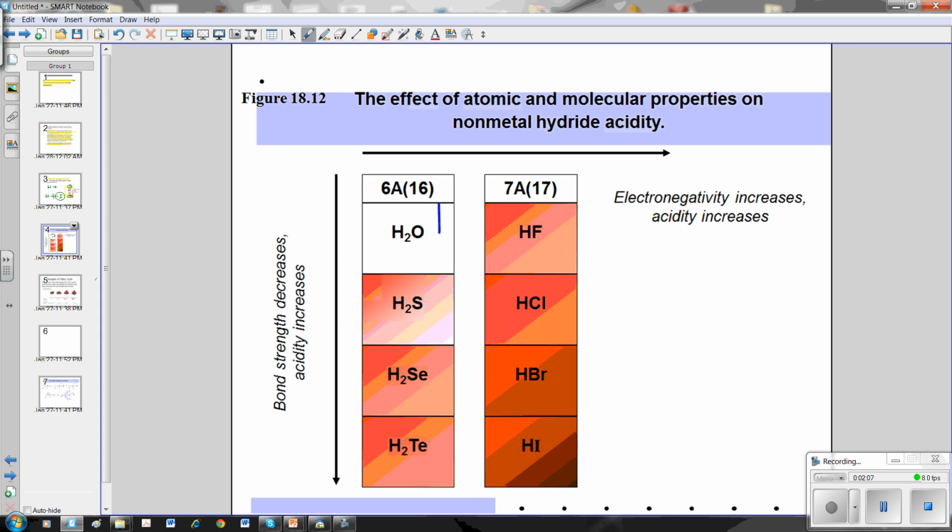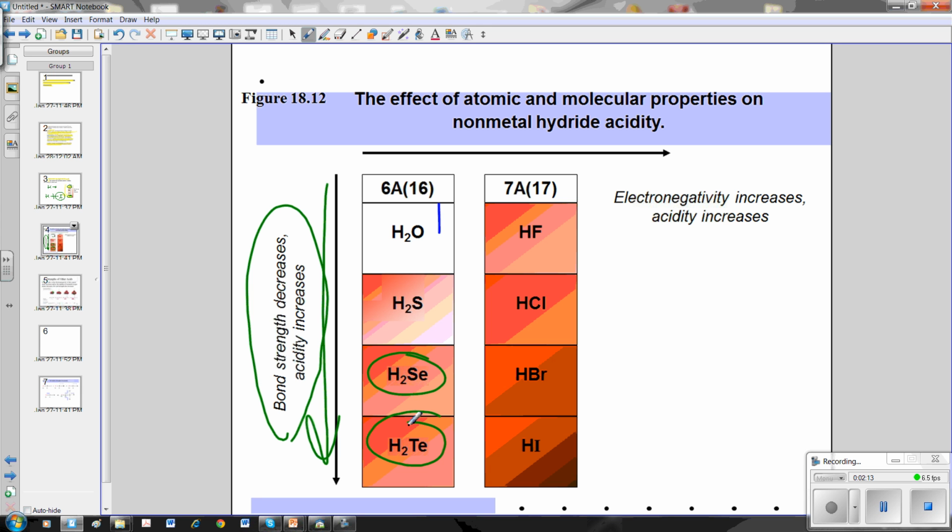If you look here, we already talked about that. Bond strength decreases as you go this way because of atomic radius. So if you're comparing these two acids, H2Te would be stronger than H2Se simply because of bond strength. The other thing you have to keep in mind is electronegativity. The more polar a bond, the easier it's going to be to snatch the H from there.